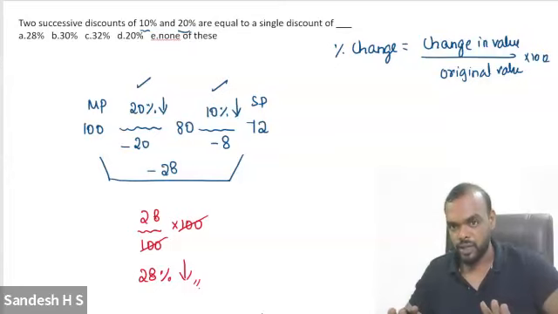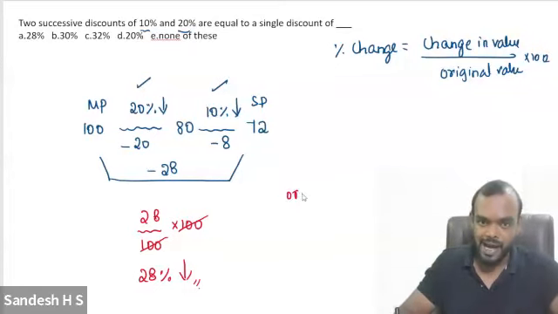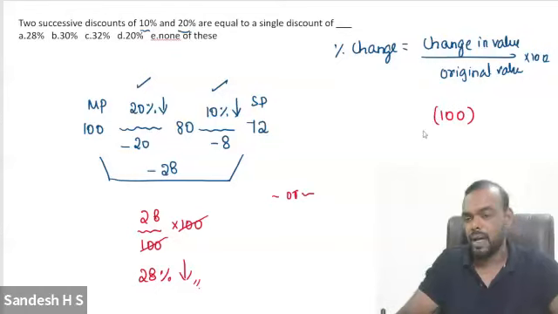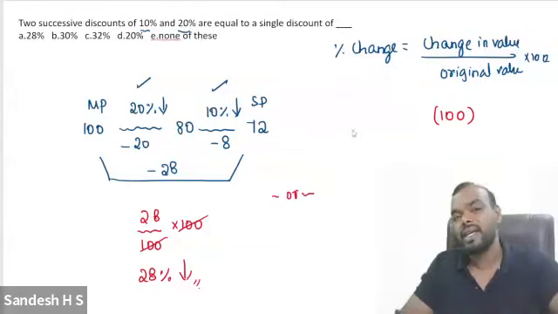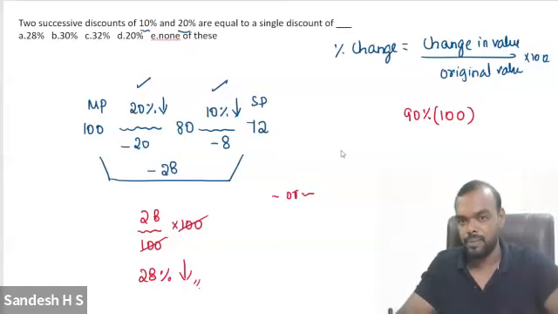I hope everybody understood this one. Yeah, this is one method. Another method. We'll start with 100. This is 100. Let us consider it as 100%. A 10% decrease means it is decreased by 10%. I will get 90%. Remaining is 90%.